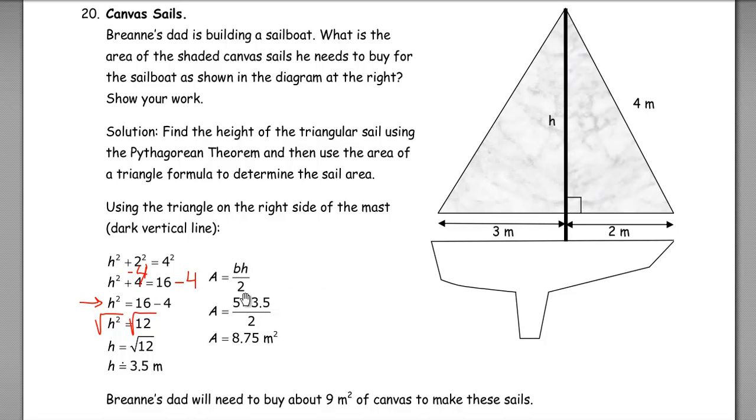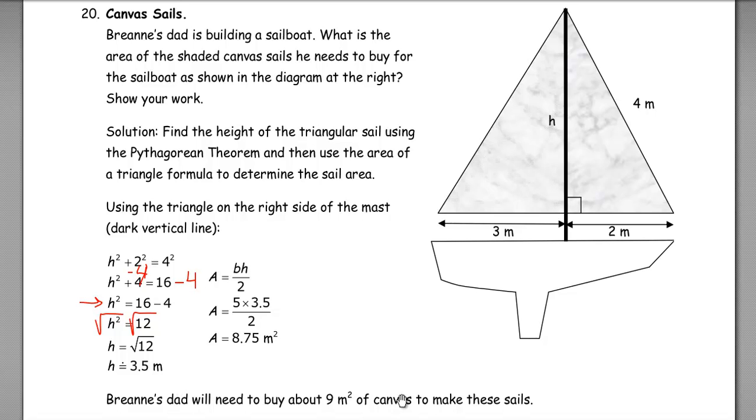So area is base times height divided by 2. So I'm doing the whole one big triangle. I'm not doing two separate ones and adding them together, although you could. It would work out to the same thing. So my base is 5, so I'll put 5 in place of the base. And the height is 3.5, so 3.5 goes in place of h. So 5 times 3.5 divided by 2 is 8.75 square meters.